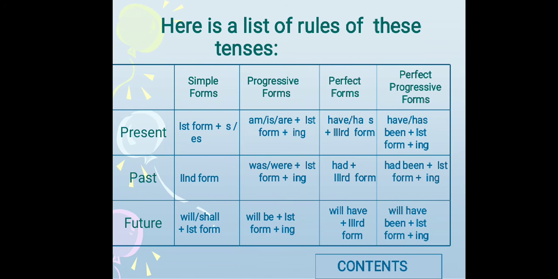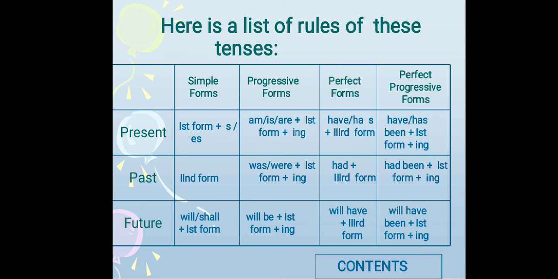Then here is a list of the rules of these tenses. So again, you can keep a pause and just follow up all these rules. When it comes to the present tense, what are the simple forms, progressive forms, then the perfect forms, the perfect progressive forms? What are the words that will indicate the form of a tense?